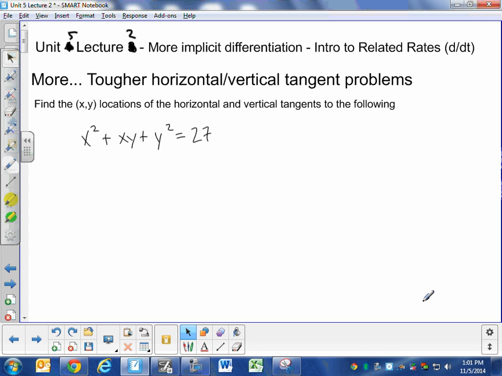Just like last class and just like on your quiz, you need to find the derivative. You need to then set it equal to 0 and see when it's undefined. So you set the numerator equal to 0 and you set the denominator equal to 0. I'm going to do the horizontal tangent part. We're all going to do the derivative part. So everybody take the derivative of this guy.